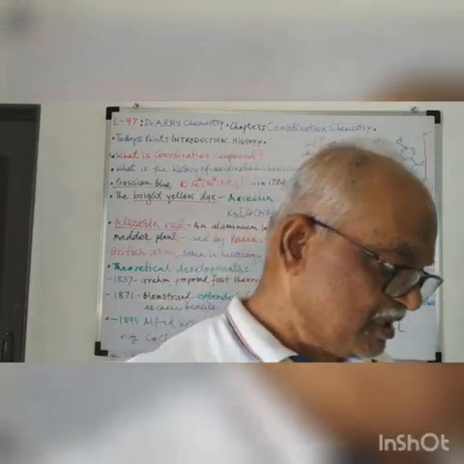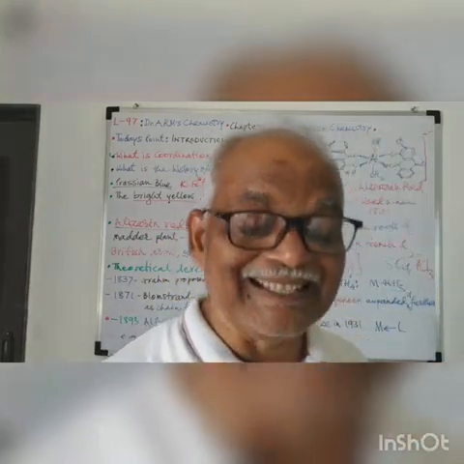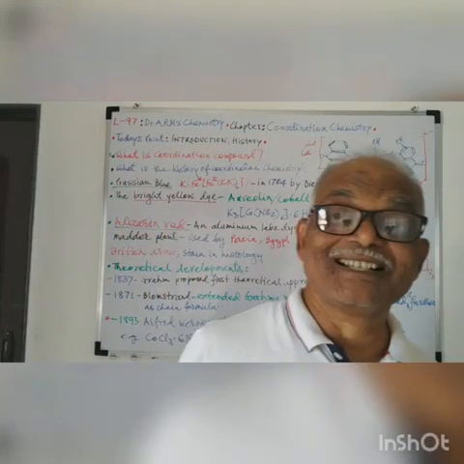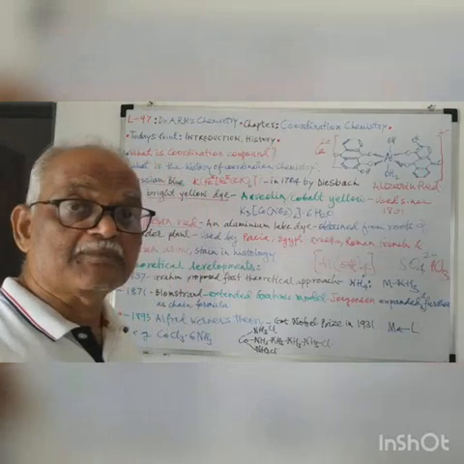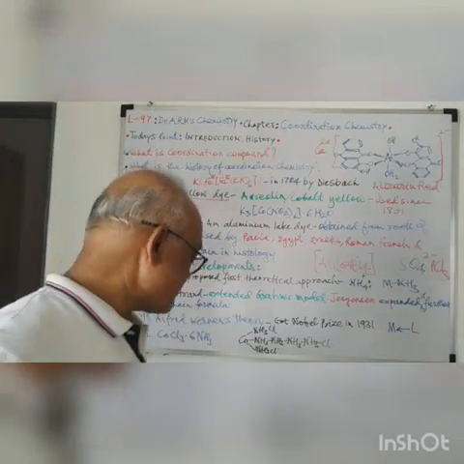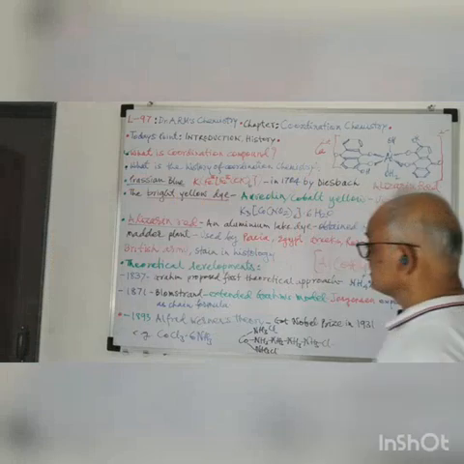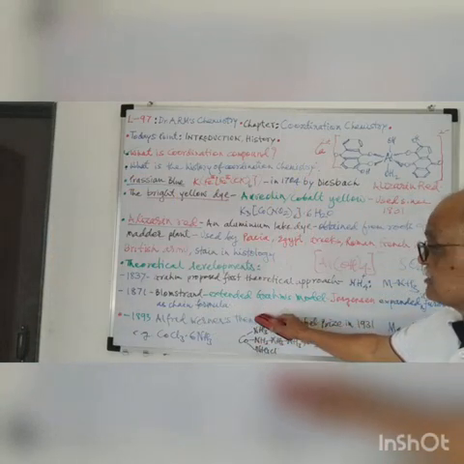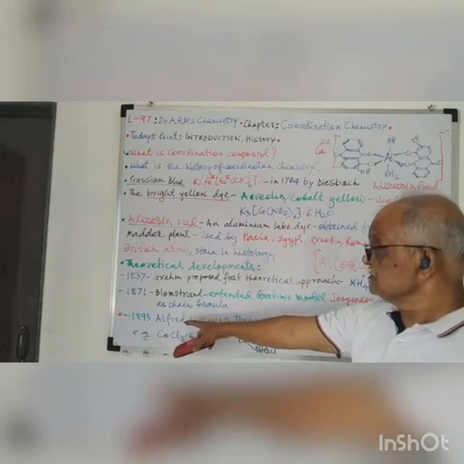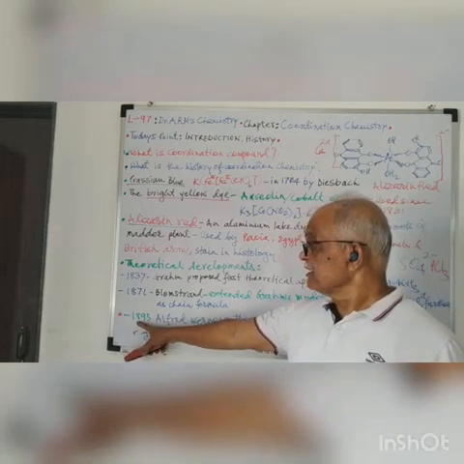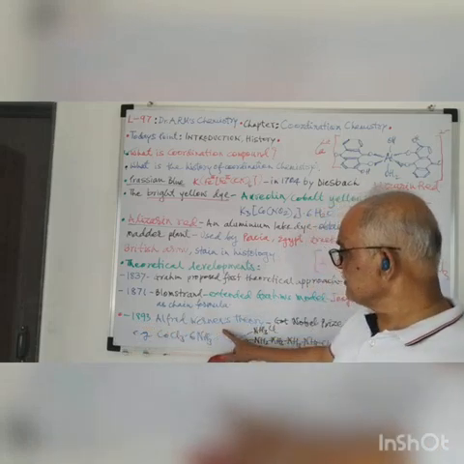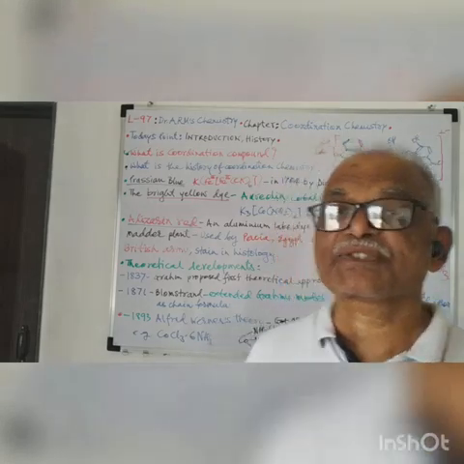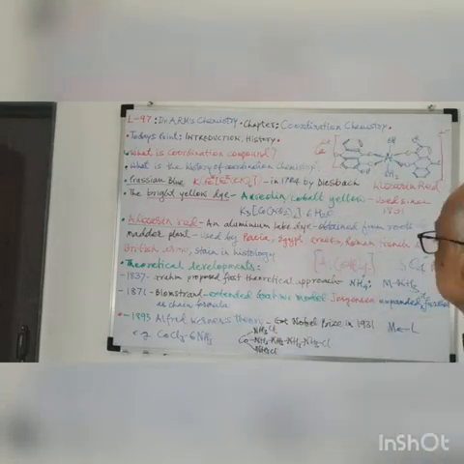So this concept or this model is also considered as Blomstrand-Jorgensen, and he prepared 4 such examples which are having different colors. And after this we will see the various structures here, and later on the next scientist in 1893, that is Alfred Werner, proposed his theory called Werner's theory. So that will be discussed in detail.